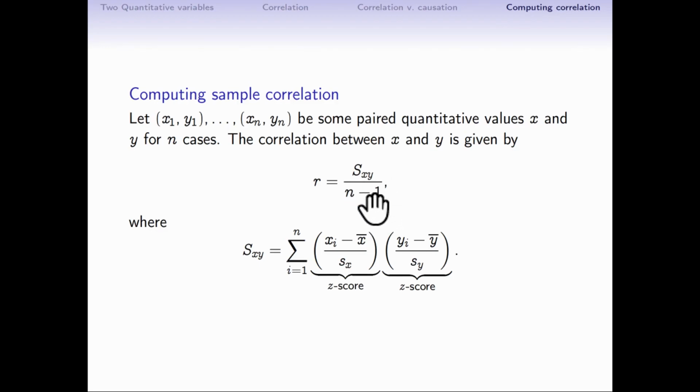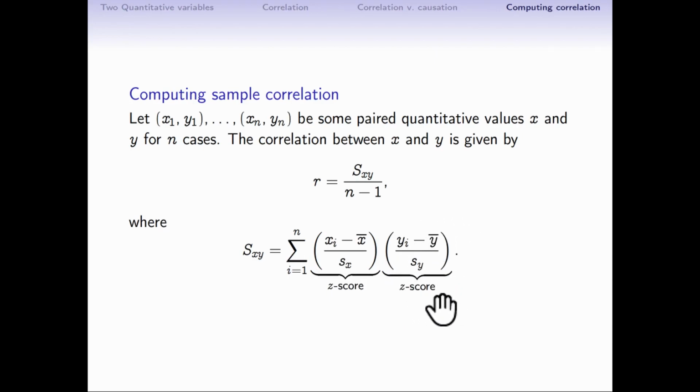Now, this quantity S sub xy has the following technical formula. It says, for every point from i equals 1 up to n, that means look across the entire sample and add up for each point in the sample the z-score of the x-coordinate multiplied by the z-score of the y-coordinate.